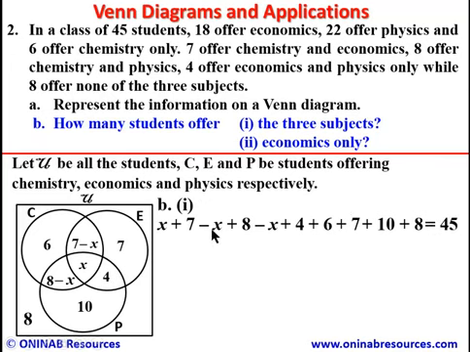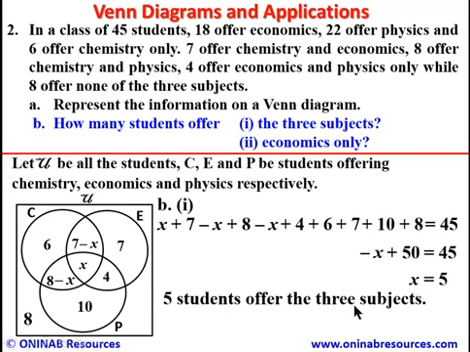So this x minus x gives 0. We are left with negative x here. This is negative x. 7 plus 8 gives 15. 25 plus 50 is equal to 45. So we solve this equation. We have x is equal to 5. Therefore, 5 students offer the 3 subjects.